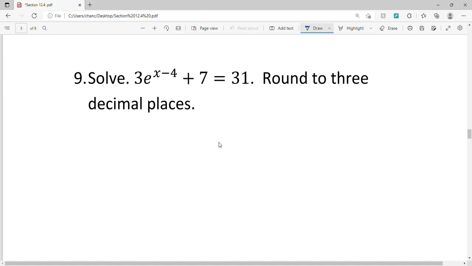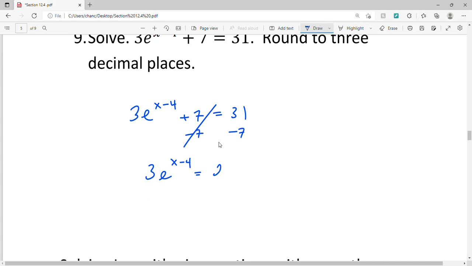For this example, we'll start by isolating the exponent, so that means we're going to subtract 7 from both sides. This is 3 times e raised to the x minus 4 is equal to 31 minus 7, which gives us 24. I will divide both sides by 3 to isolate that exponent. And this is e raised to the x minus 4 equals 24 divided by 3, which is 8.